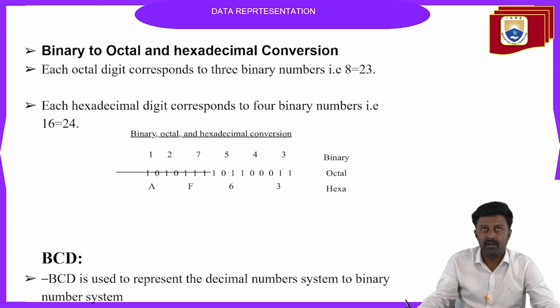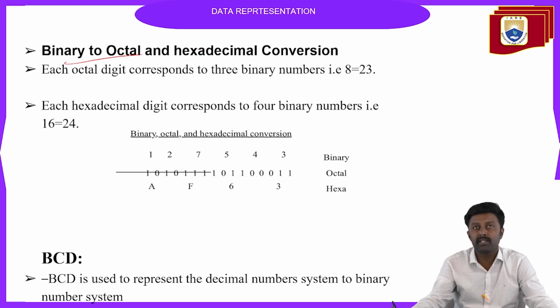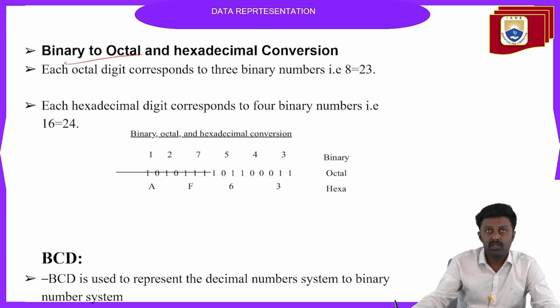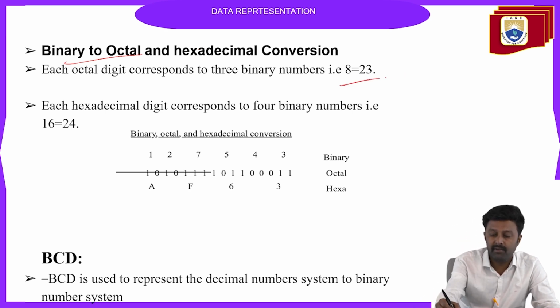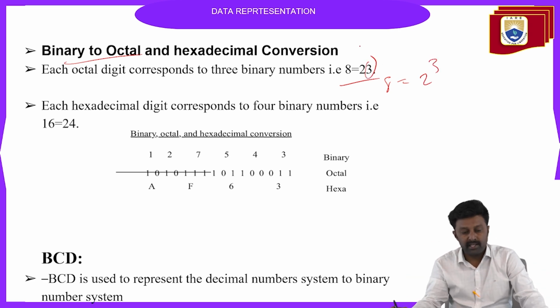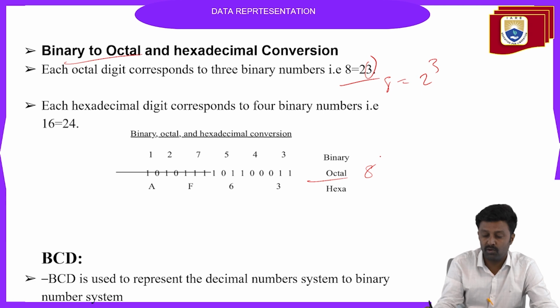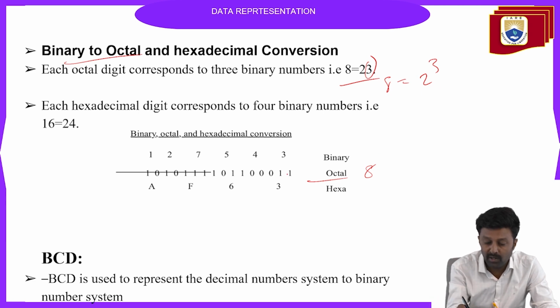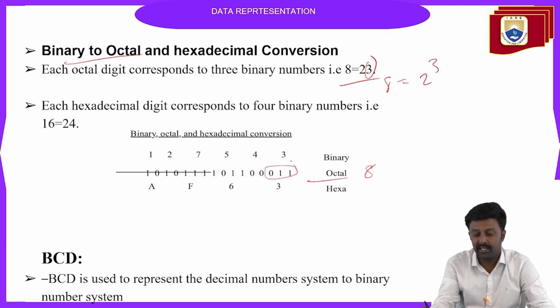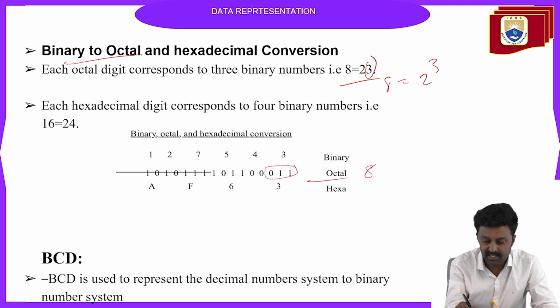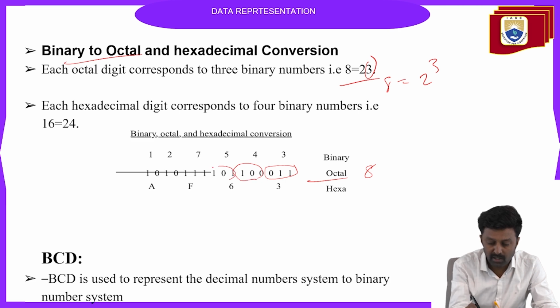Then, if we take one more conversion, if you want to convert a binary number into octal and hexadecimal. Octal means 8, which is represented as 2 to the power of 3. In the octal representation, we represent the numbers from 0 to 7, that is 2 to the power of 3. So we'll be grouping the binary digits three in a group. This is a binary number, so we group it in groups of 3.